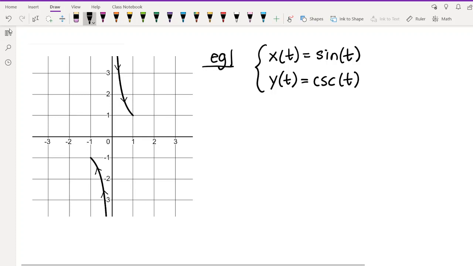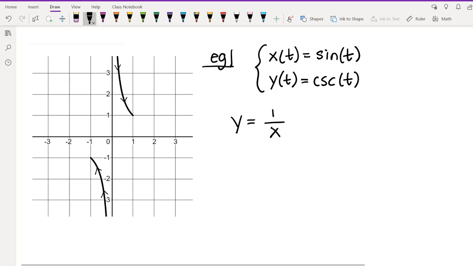And so, by the way, when you eliminated the parameter on this, you should have gotten y is equal to 1 over x. So why is that? Well, if x is sine of t and y is cosecant of t, cosecant is 1 over sine, right? So 1 over sine is the same as 1 over x. And you can go look at the worksheet from the previous video for a little bit more detail about that.